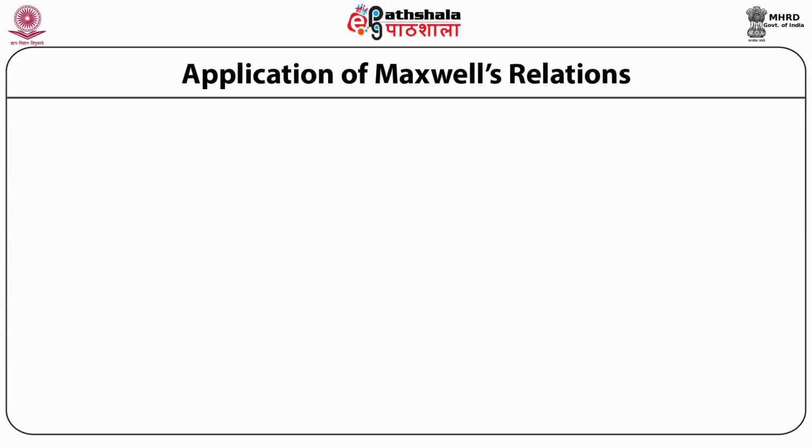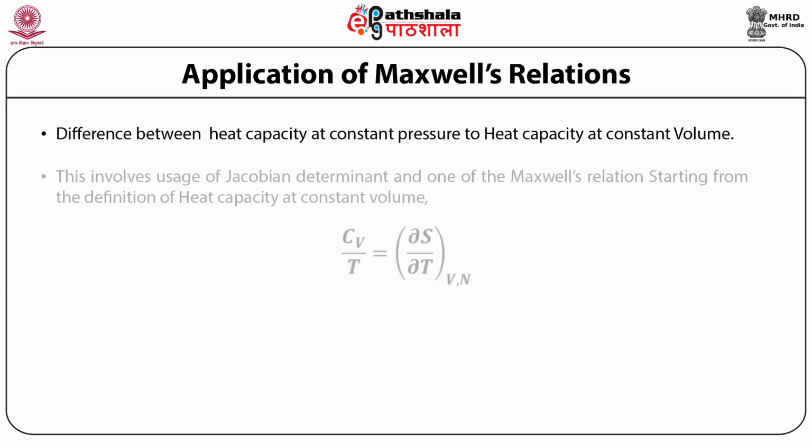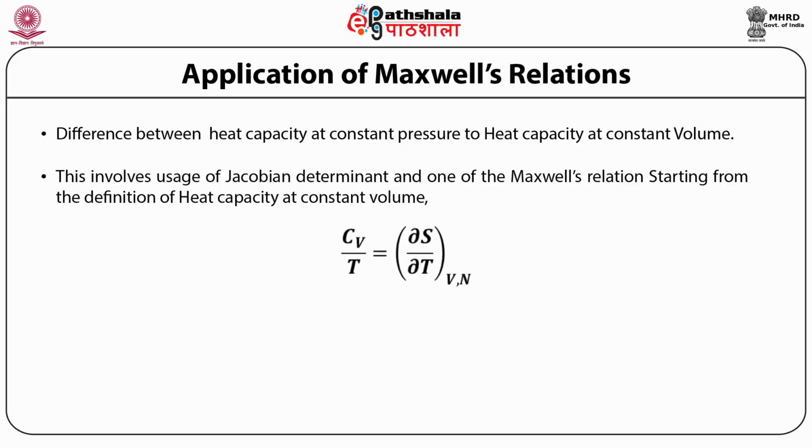Let us also look at another interesting result: the difference between heat capacity at constant pressure and heat capacity at constant volume. This involves usage of the Jacobian determinant in one of the Maxwell's relations.